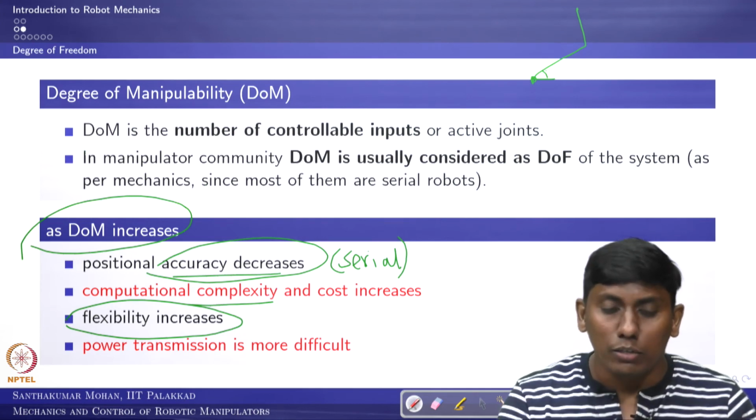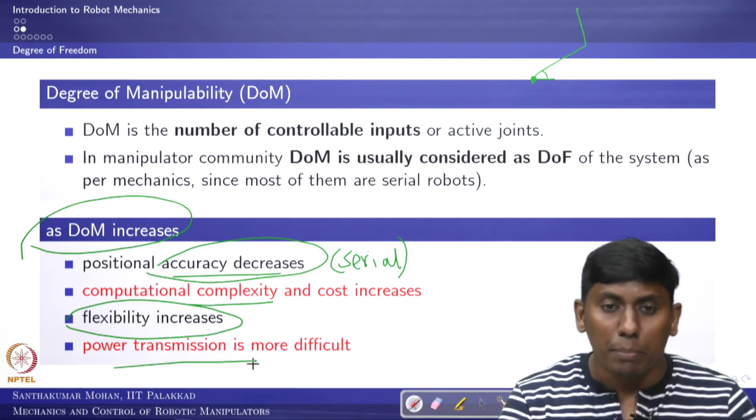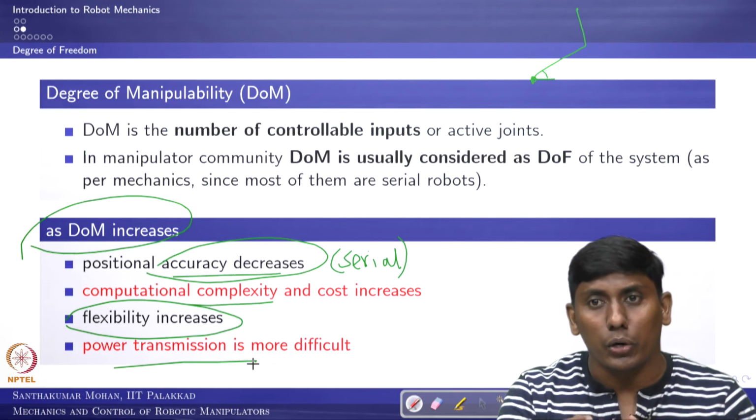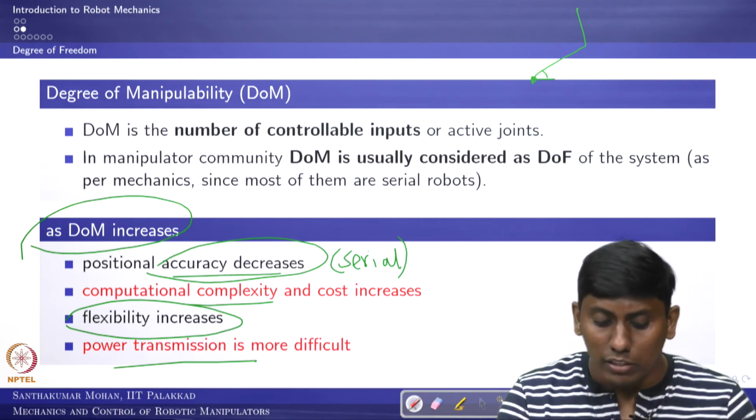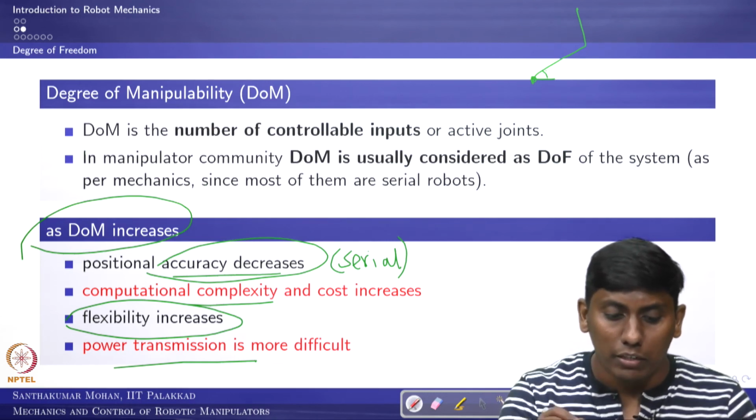For example, I showed the 4D system in the previous slide, which can do much more. Further, since you keep on adding in serial, you need to deploy the power connection accordingly, in the sense you have a restriction in the power transmission. So these are the cases. Let us move one slide further.